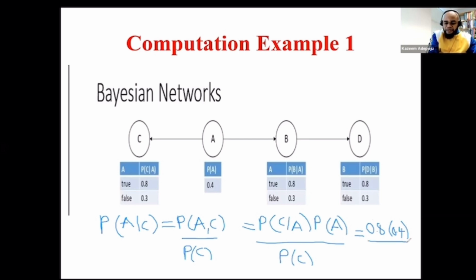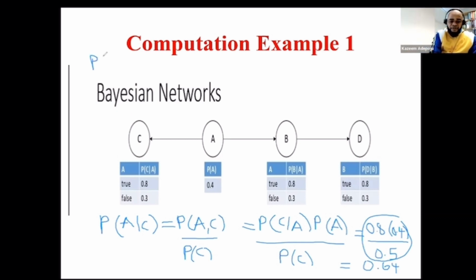So the probability of C, I computed that the other time to be 0.5. Okay, so if you solve that out, you're basically going to have 0.64. Okay, that's super easy, right? Okay, so what if you now want to find the probability of D given A?